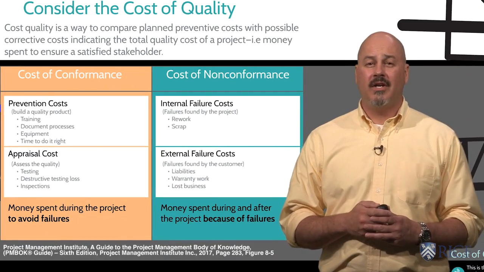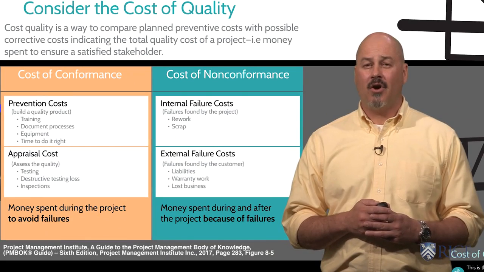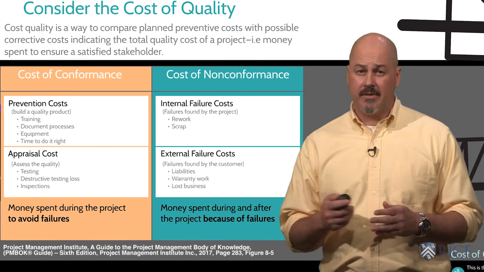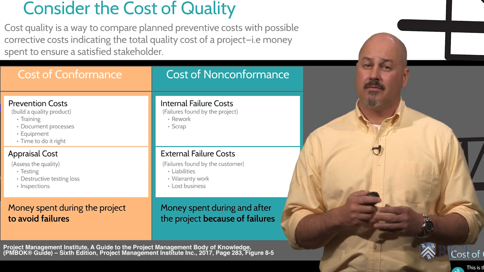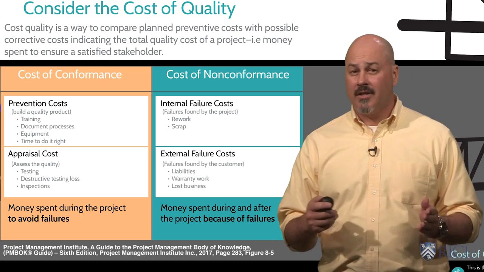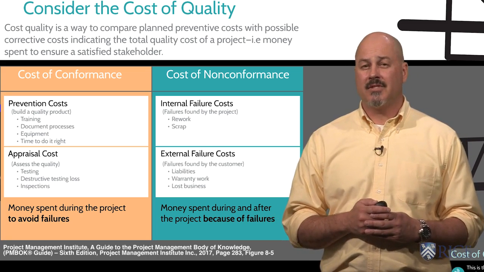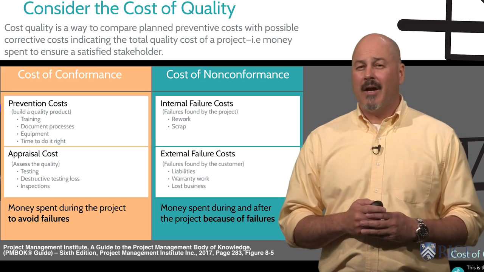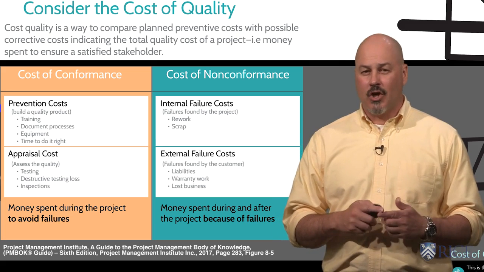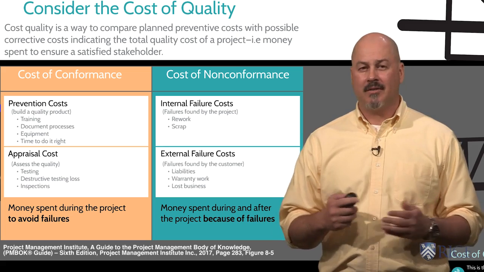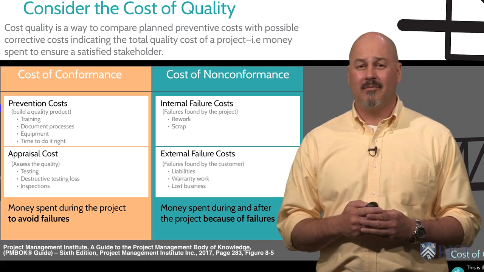The cost of quality is a way to compare planned preventive costs, or costs of conformance, with the corrective costs, which are also called costs of non-conformance, associated with fixing anything that didn't meet the customer's satisfaction. Remember my earlier example about having to return, repair, or replace a product? This is the cost of quality.